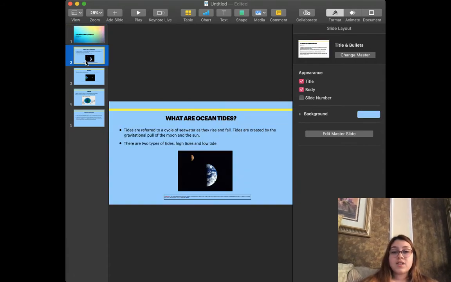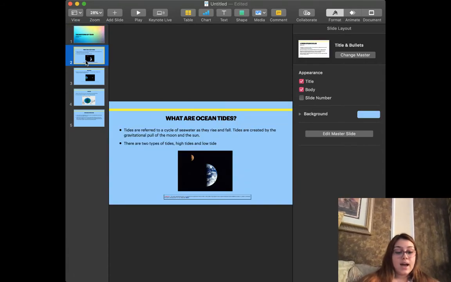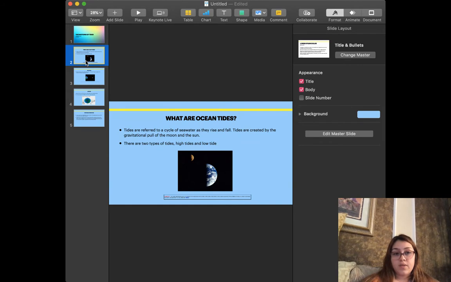You may ask yourself, what is a tide? A tide is a regular rise and fall of ocean water. There are many forces that contribute to tides. These are called tidal constituents. Earth's rotation is a part of a tidal constituent.